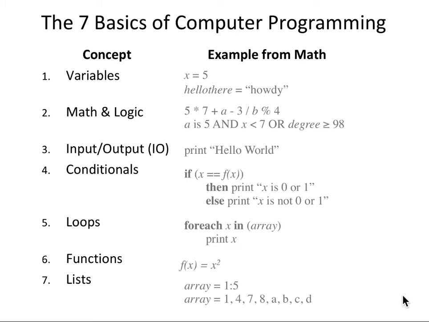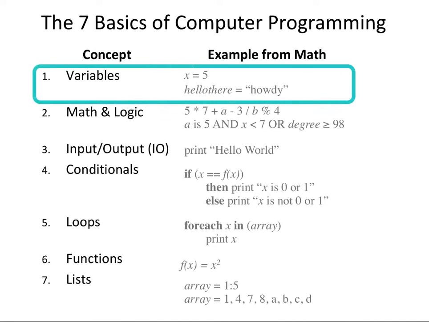If you recall from an earlier course overview, there are 7 basics of computer programming. And these 7 basics, when combined, can be used to write any program that's ever been written. Today we're going to study the first of these, variables. And if you can see to the right, we have some pseudocode examples of 2 variables, x and hello there.